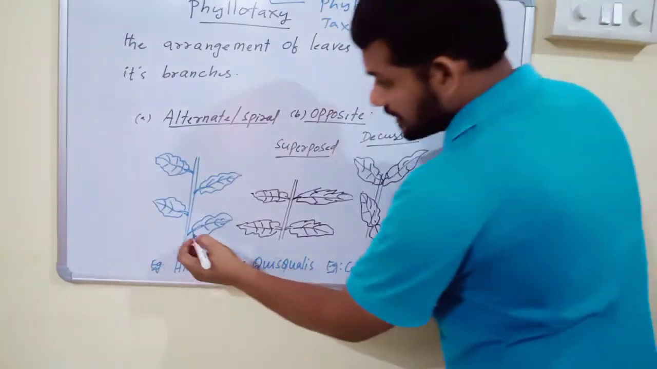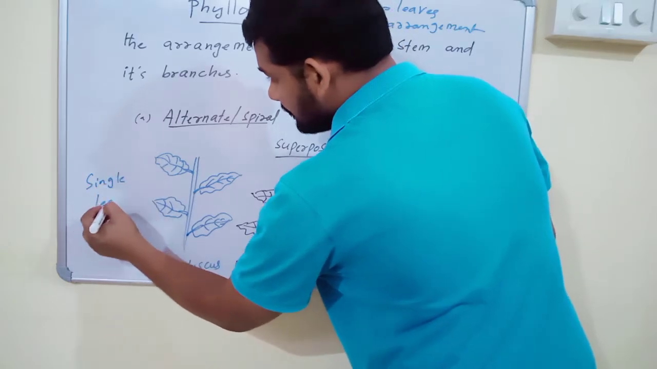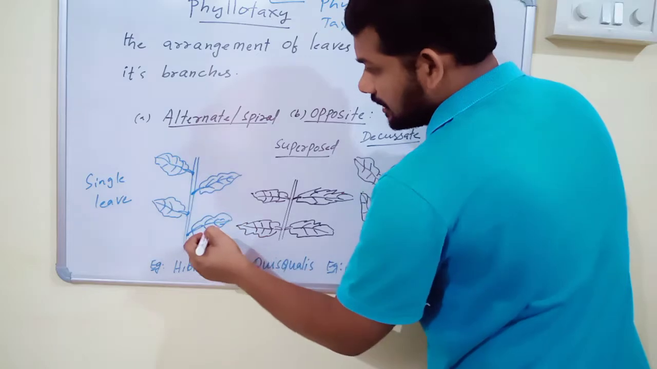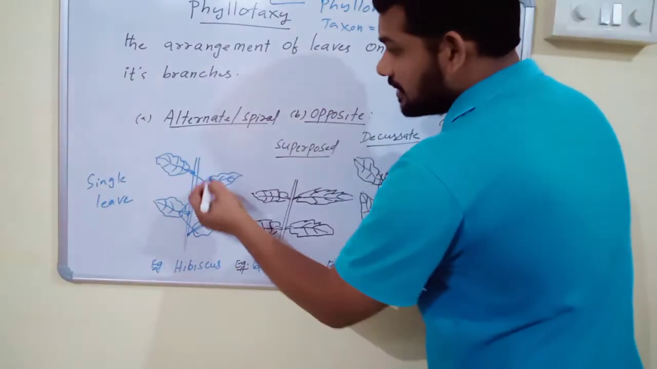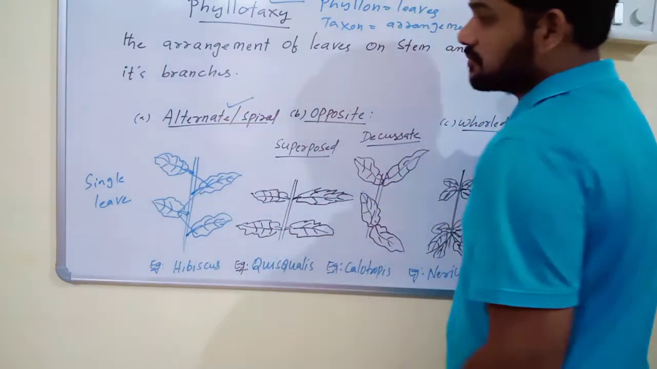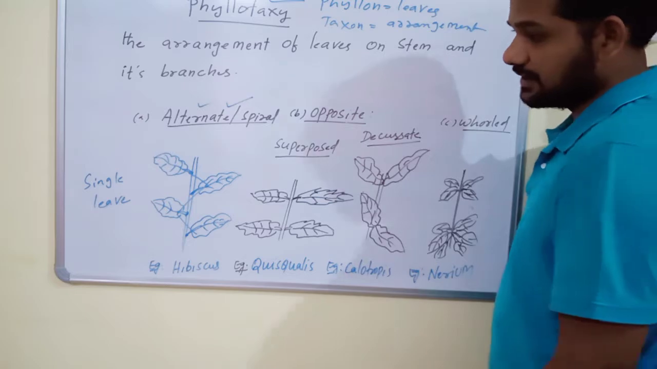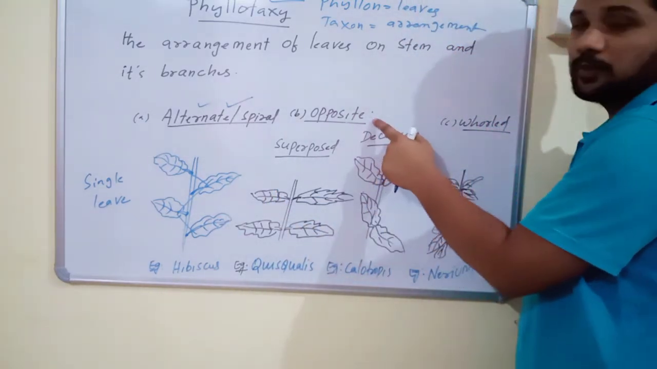In alternate phyllotaxy, only a single leaf is borne on a node. So all the leaves are alternately arranged on stem, and they are also spirally arranged. Hence it is called spiral phyllotaxy, or alternately arranged, hence it is called alternate phyllotaxy. Example, hibiscus.